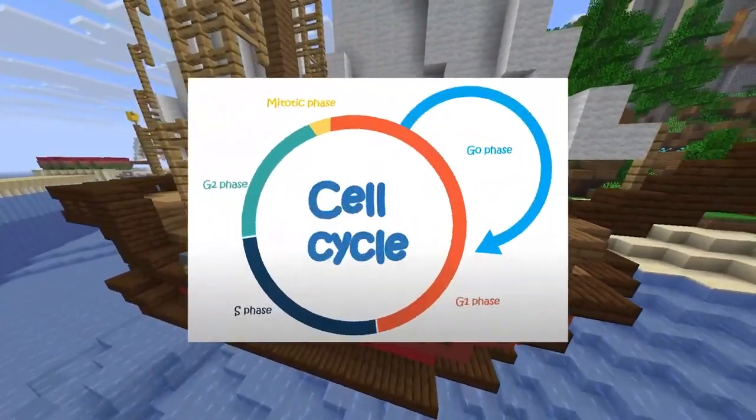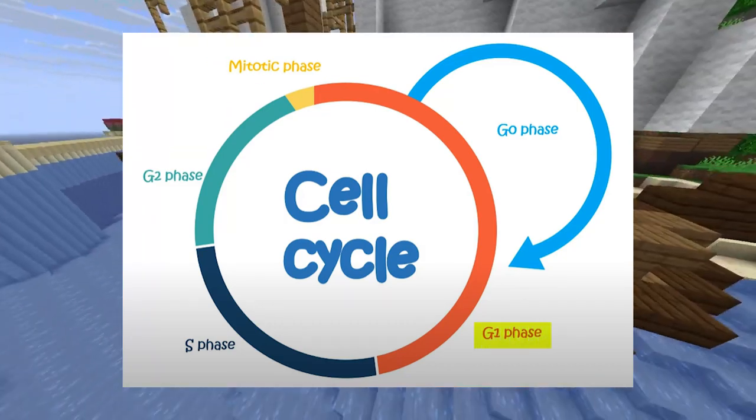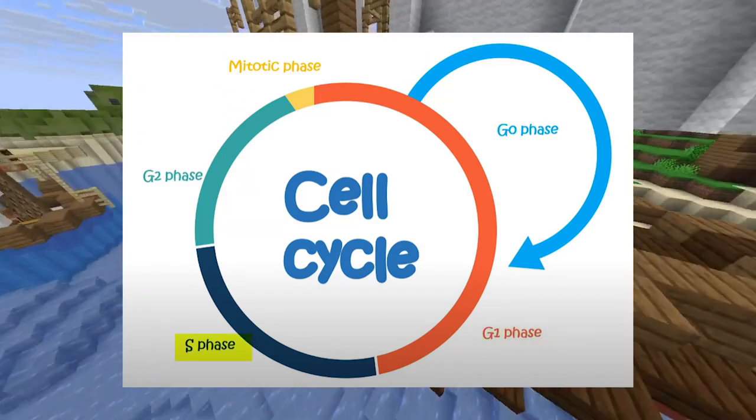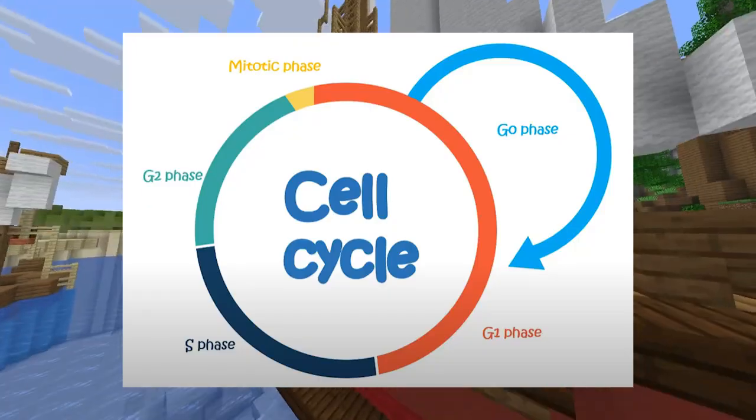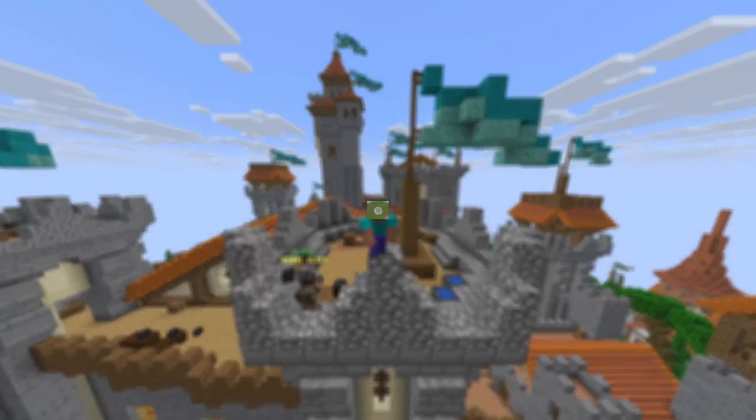The interphase consists of 3 checkpoints or parts. The G1 phase stands for growth, the S phase stands for synthesis, and the G2 phase stands for growth as well. Here is our human cell.